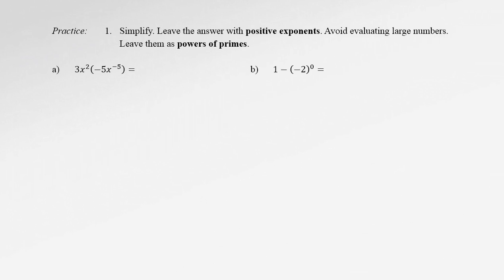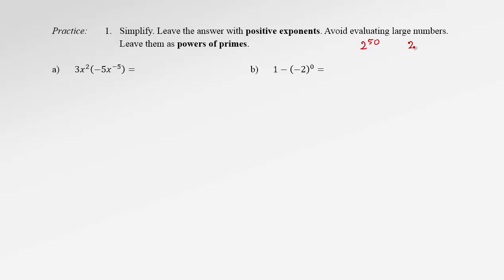Okay, let's practice using those rules. We'll have a bunch of examples. We want to simplify them and leave the answer with positive exponents only. Also, I would suggest to avoid evaluating large numbers. So for example, if you have 2 to the 50, don't bother to evaluate this. It's better to leave it as 2 to the 50. I would say stick with the rule that if after evaluating the number is reasonably small, for example within 100, then you're okay to evaluate. Other than that, it's better to leave it as a power of a prime number.